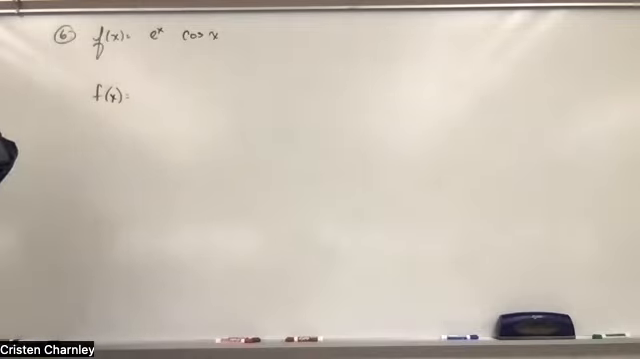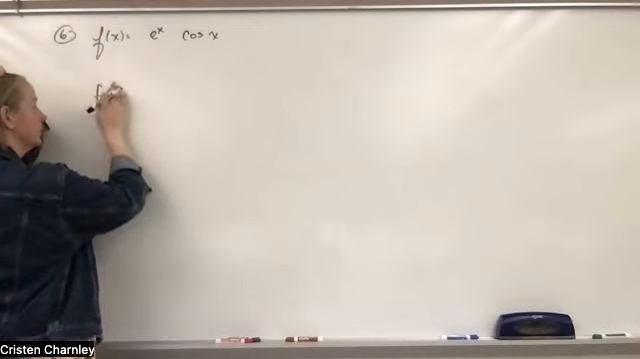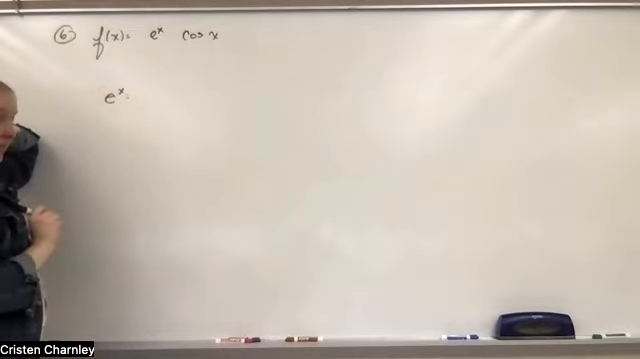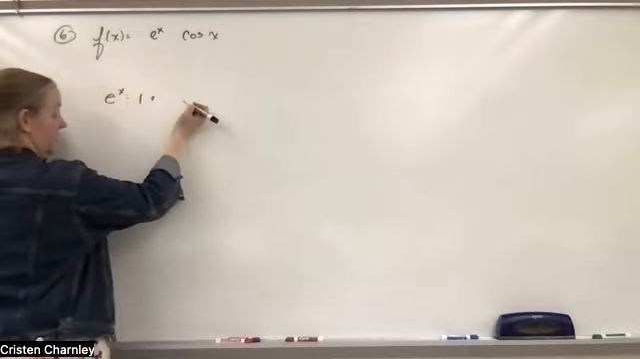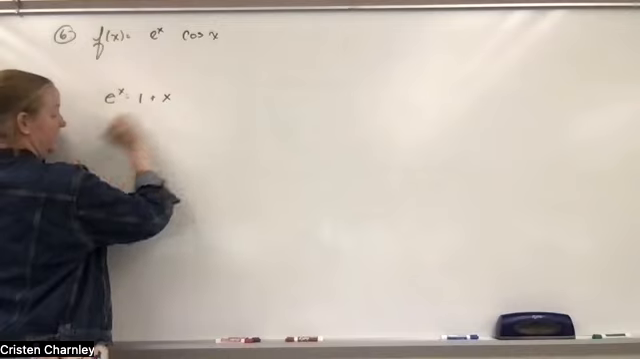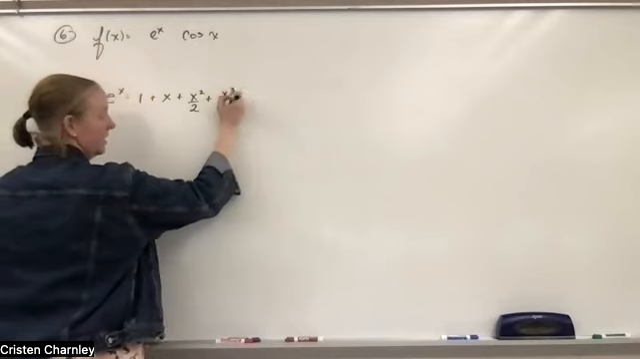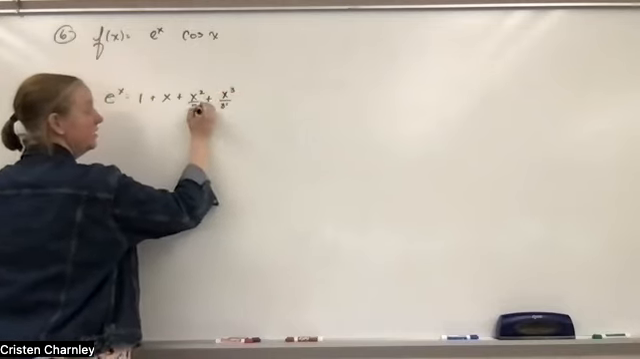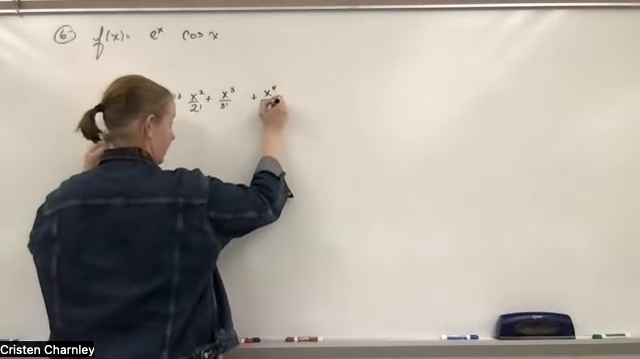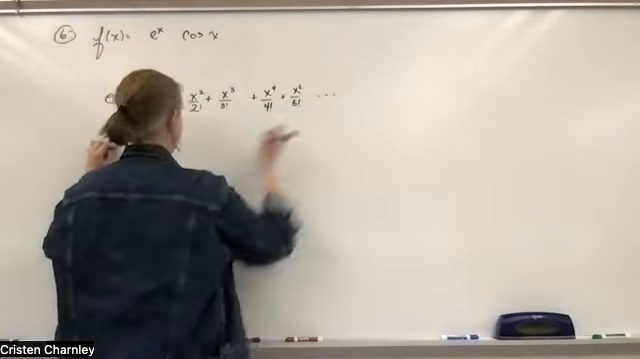So my question for us is, what's e to the x? What were the first couple terms of that? What was the series expansion? 1 plus x plus x squared over 2 factorial plus x to the third over 3 factorial, plus what? And x to the 5th over 5 factorial. And dot, dot, dot, that goes forever.